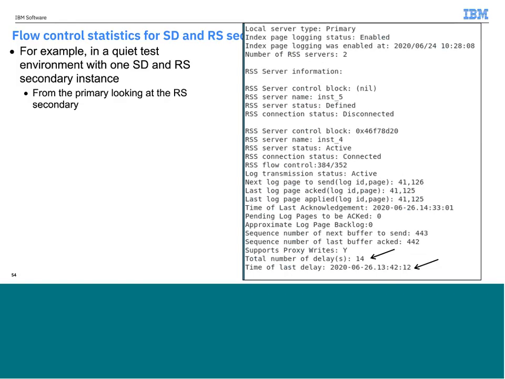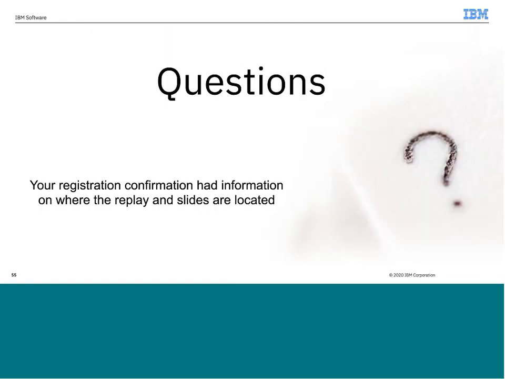So if you're having problems, and you're not sure whether it's the instance, whether it's the transport layer, what it might be, here you can look and see, did the secondary try and throttle the primary? And in this particular case, yes, it did 14 times. And then you can go and investigate why. And that is all I have for you today.